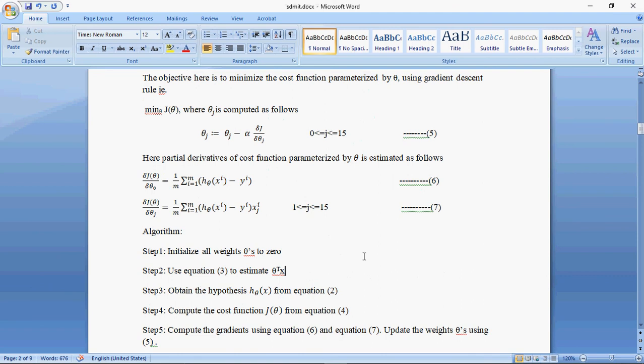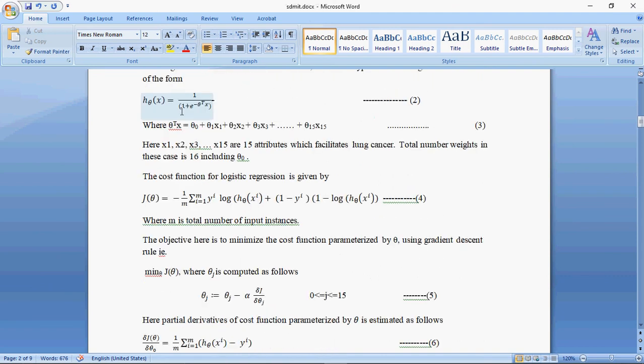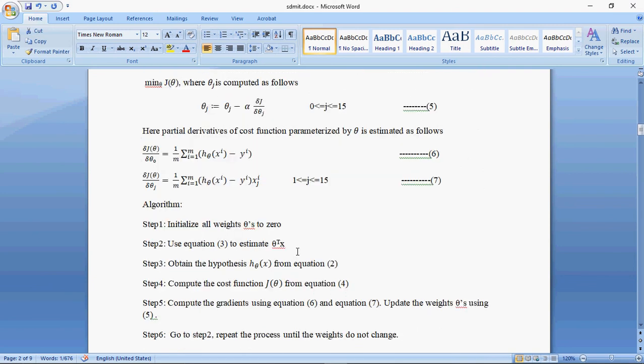We do this because we expect theta naught in the equation right over here. We expect theta naught to be obtained here. Since this is not dependent on x1, theta naught times 1 is theta naught. So the first column elements all are made 1, because of which we expect this as the answer. Okay, to get this we make those modifications. Then obtain the hypothesis using equation 2, that's your step 3.